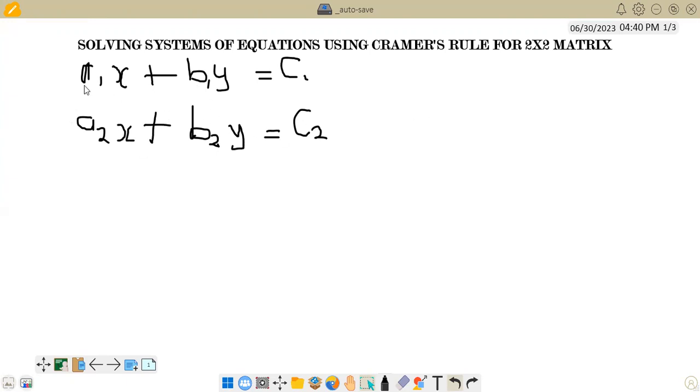So first of all, this is the format for a linear equation. a1x plus b1y equal to c1, and then a2x plus b2y is equal to c2.